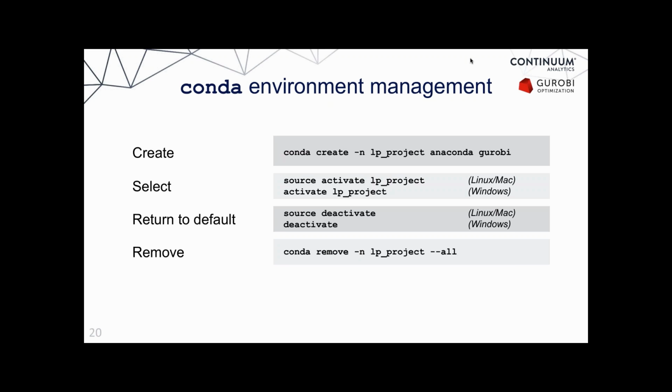Then when it's time for me to go in and begin work in that environment, I type source activate LP project on Linux or the Mac, or just activate on Windows. Now it's a little confusing that I have to use a slightly different command on those two different operating systems, but the good news is if I accidentally type activate LP project on Linux, it will tell me. So I'm in good shape there.